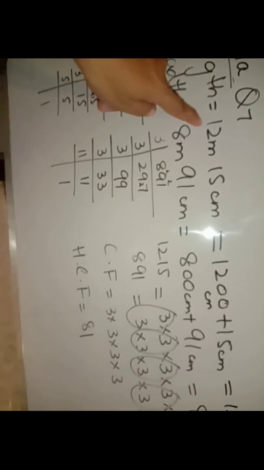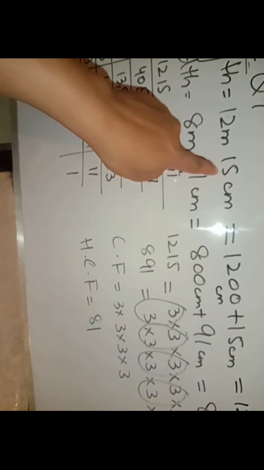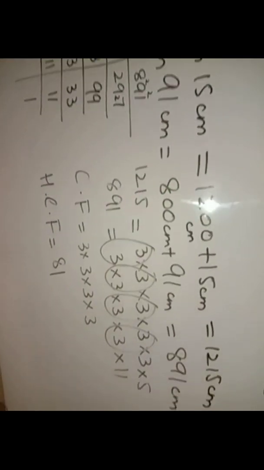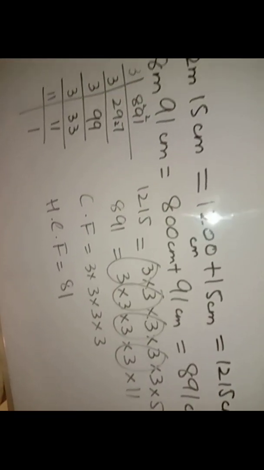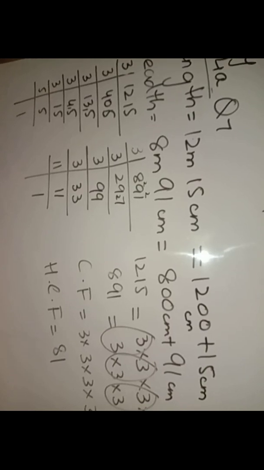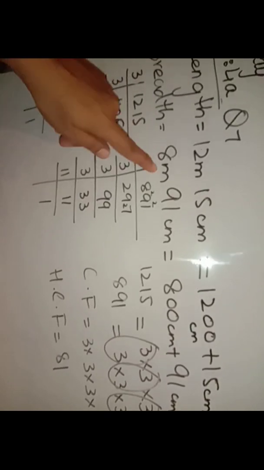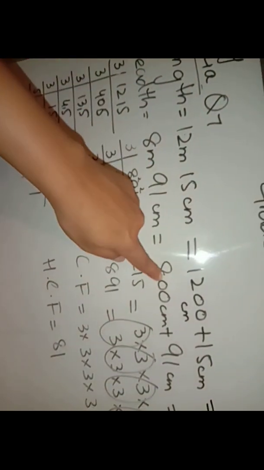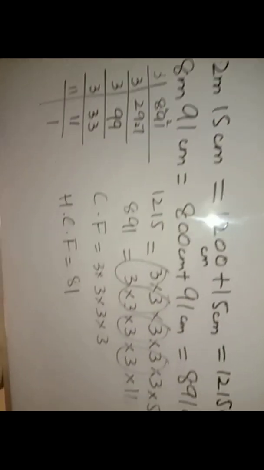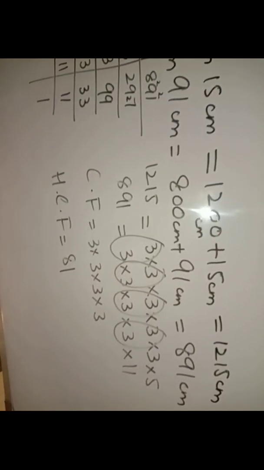So 12 meters when changed to centimeters will become 1200, and 15 centimeter as it is. We got 1215, the length of the room. And the breadth is 8 meter 91 centimeter. 8 meters when changed to centimeters will become 800 centimeters and 91 centimeter. So we got the breadth is 891 centimeters.